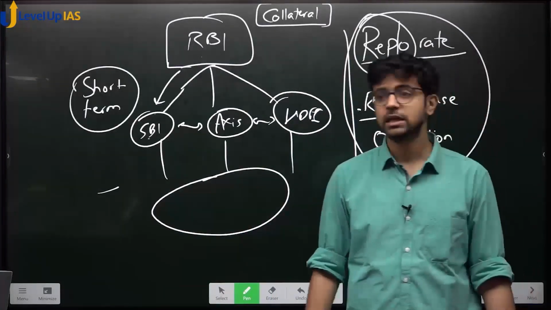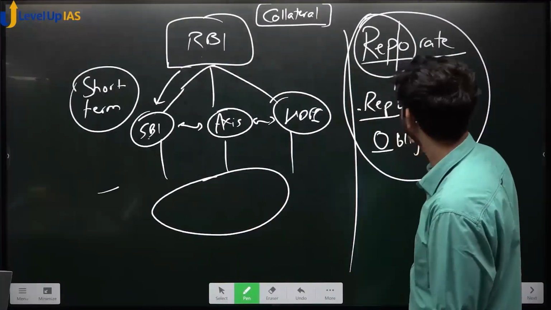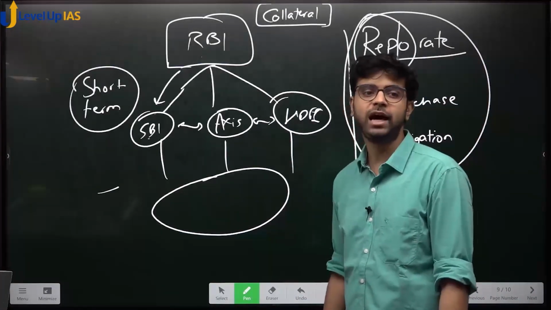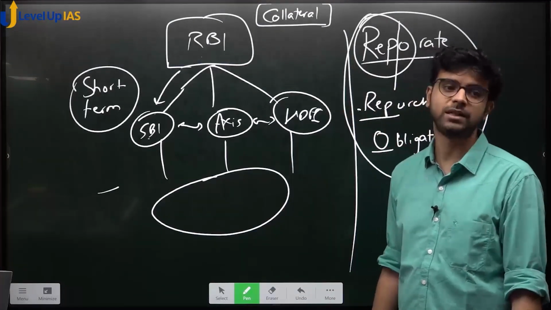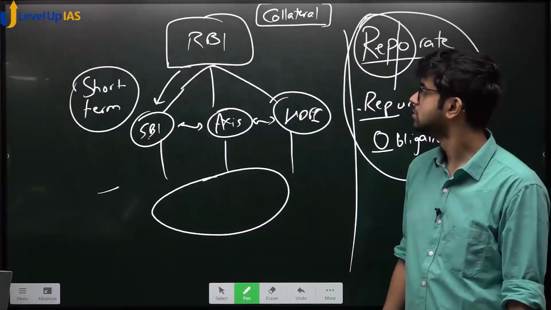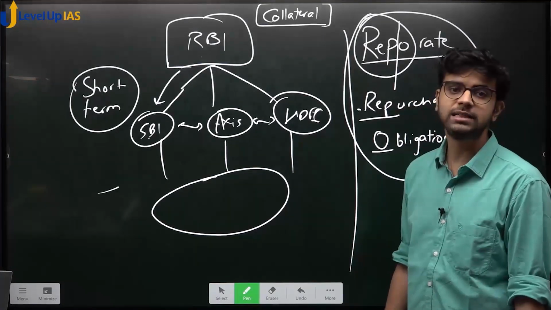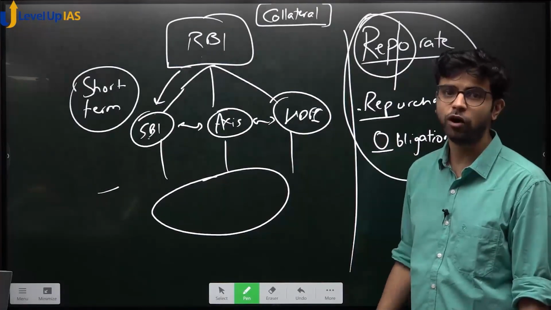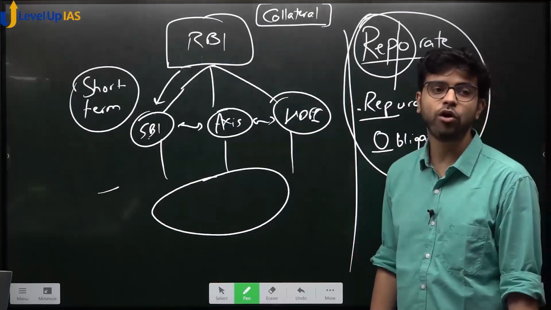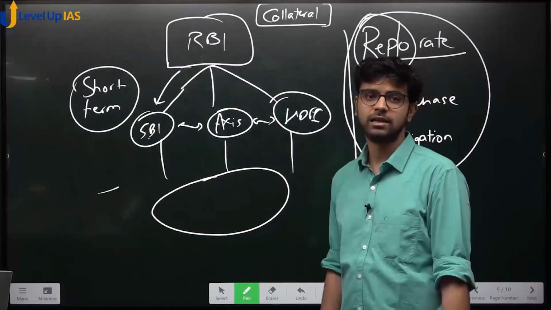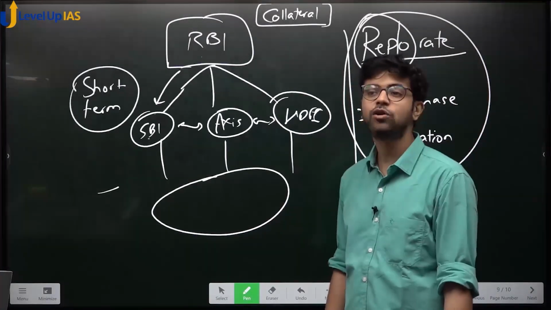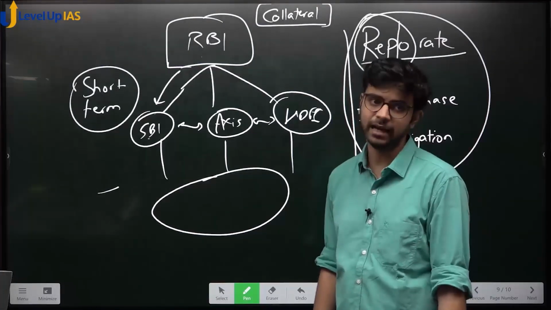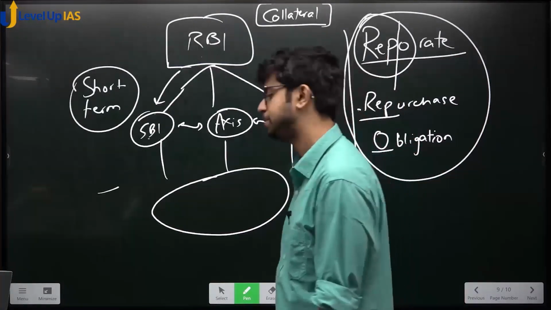Short term. Repo rate, repurchase obligation rate. Repo rate is the rate charged by RBI from SBI for money borrowed by SBI from RBI, and collateral is kept with RBI by SBI. Understood? Fairly simple.